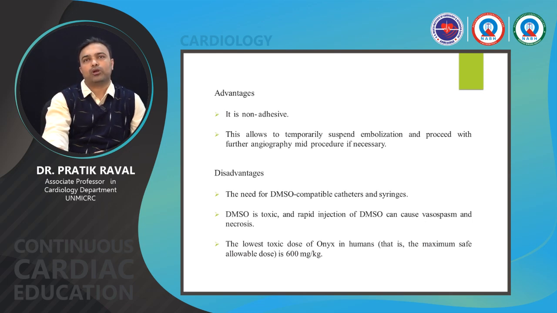temporary suspension of embolization, and one can also proceed with further angiography during the procedure itself if deemed necessary. The disadvantage includes the need for DMSO-compatible catheters and syringes. DMSO is also a toxic material, and rapid injection can cause vasospasm and vascular necrosis. Onyx is also not very safe, and the maximum allowable dose is 600 milligram per kg.